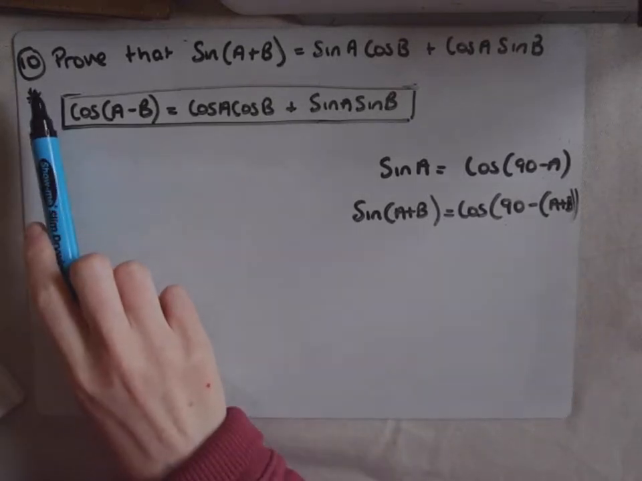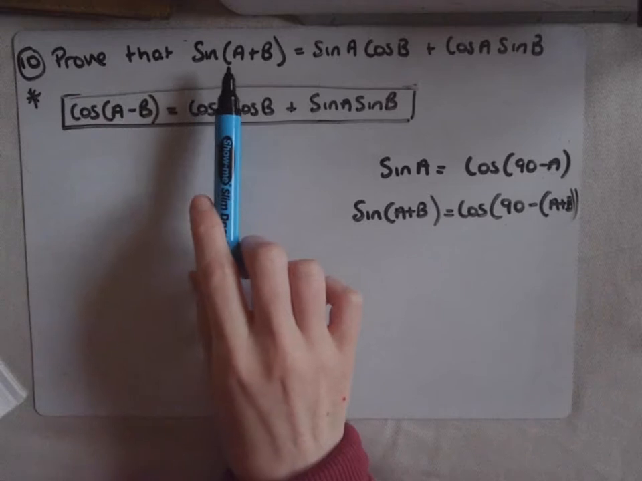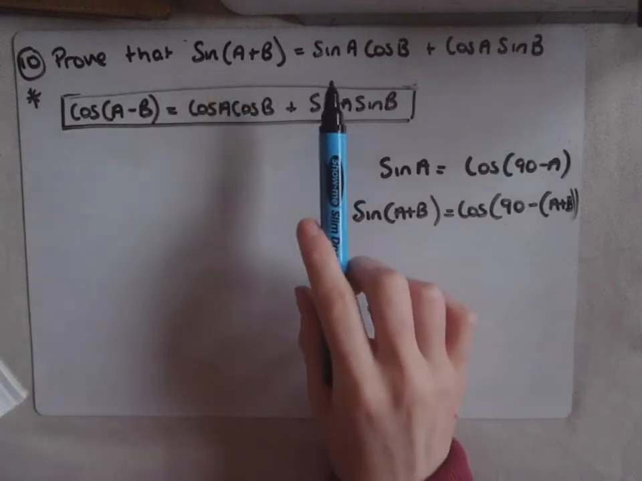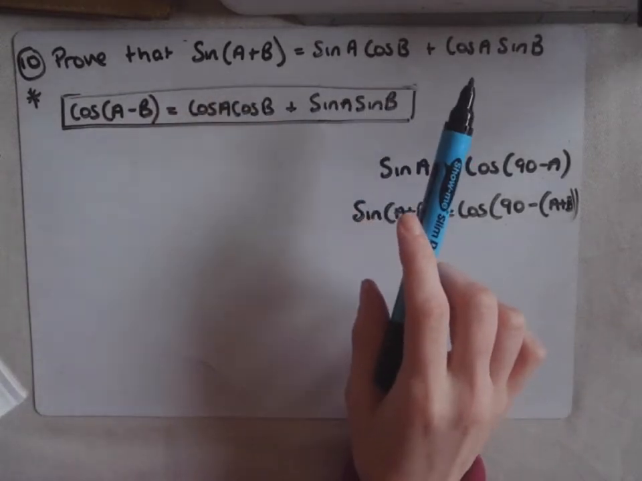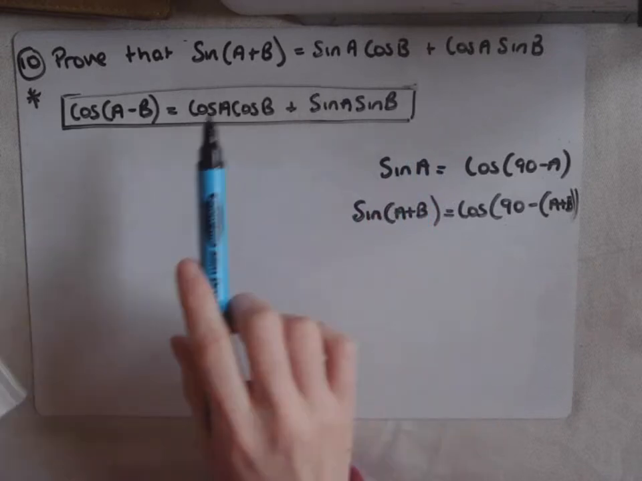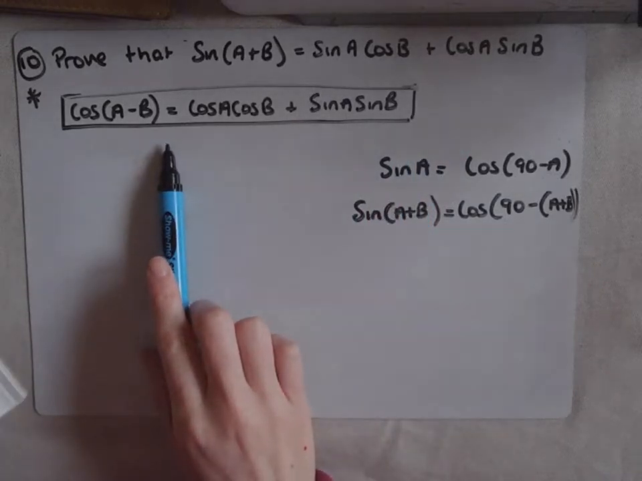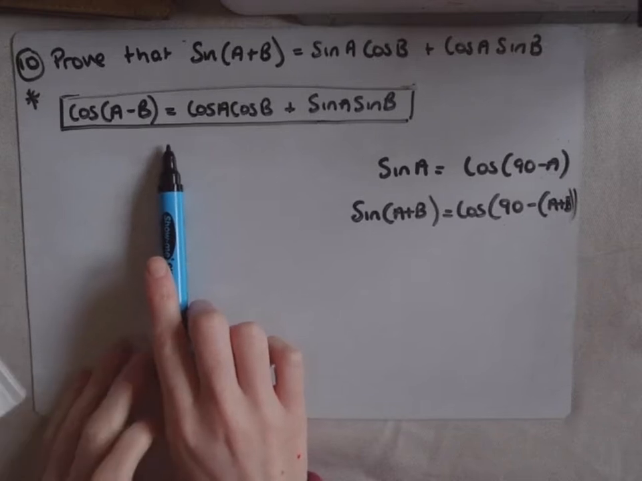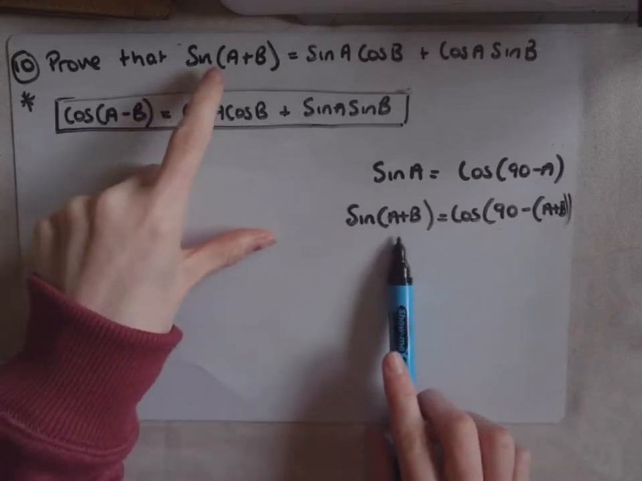Okay, so another mandatory proof. We need to prove that sine of A plus B is sine A cos B plus cos A sine B. Okay, and to do that we're going to use this, which we've proved already. So cos of A minus B.